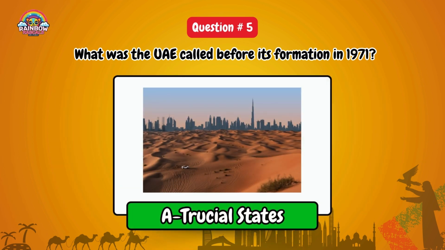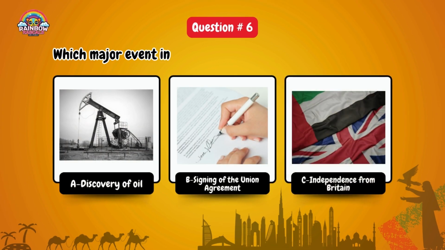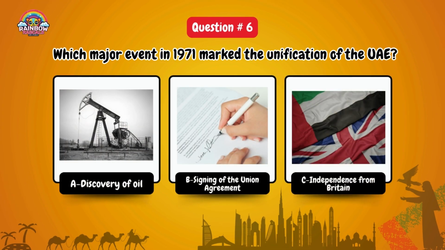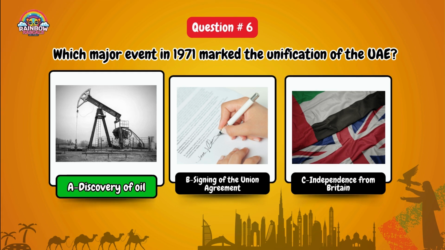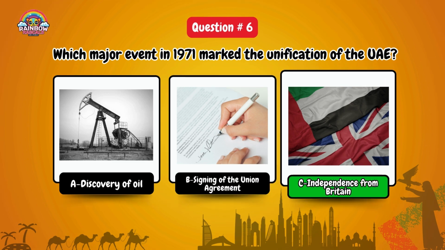The correct answer is, before its formation in 1971, the UAE was called the Trucial States. Yay! Which major event in 1971 marked the unification of the UAE? Options: A. Discovery of oil, B. Signing of the Union Agreement, C. Independence from Britain.